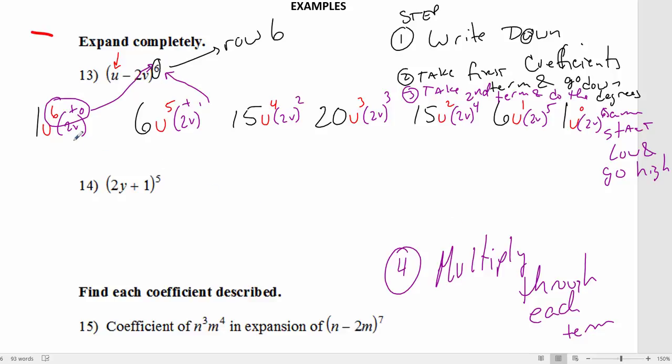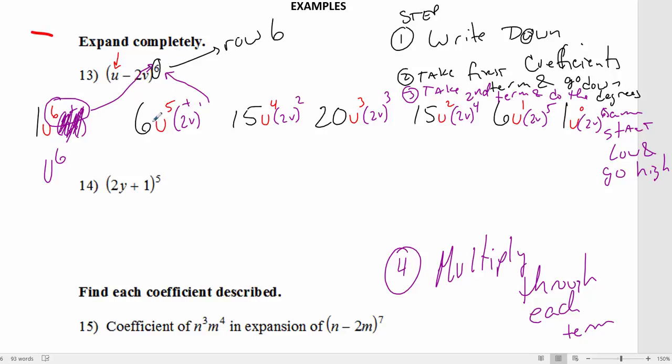Okay, so here's what I mean. So if I take, it says 1u to the 6, and then 2v to the 0. If you recall, anything to the 0 power is 1. So that means this actually just goes away. And what am I left with? I'm left with just u to the 6th power. Okay? So we've got to remember that.